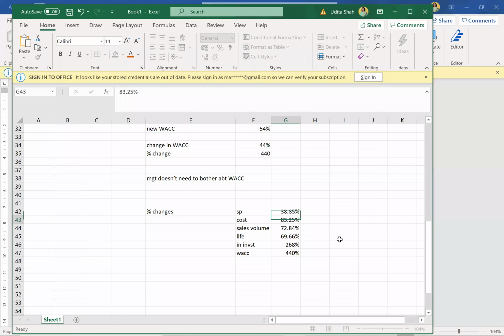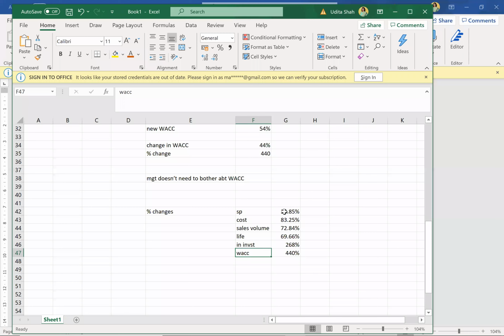Okay. So which is the most sensitive amongst them? Selling price will be the most sensitive, because with even a 38% change in selling price, my NPV can become zero. Whereas for cost, I can wait until 83.25%. Sales volume, I can wait until 72.84%. Life, I can wait till 69.66%. Initial investment and WACC, I will not even bother because that is way too high.